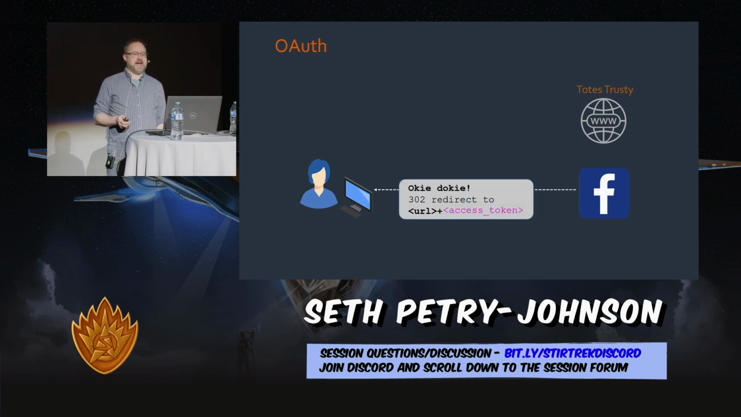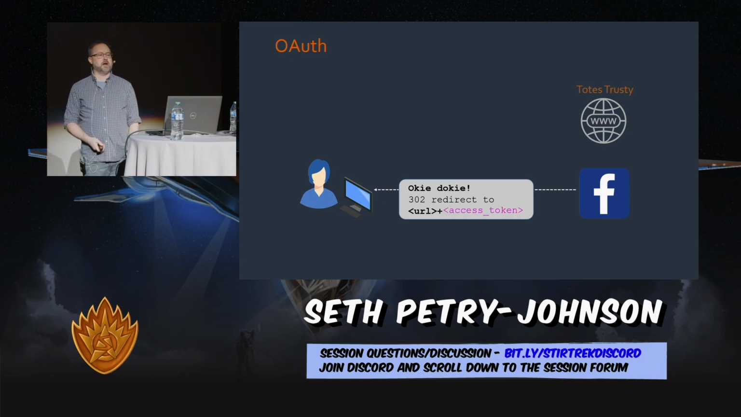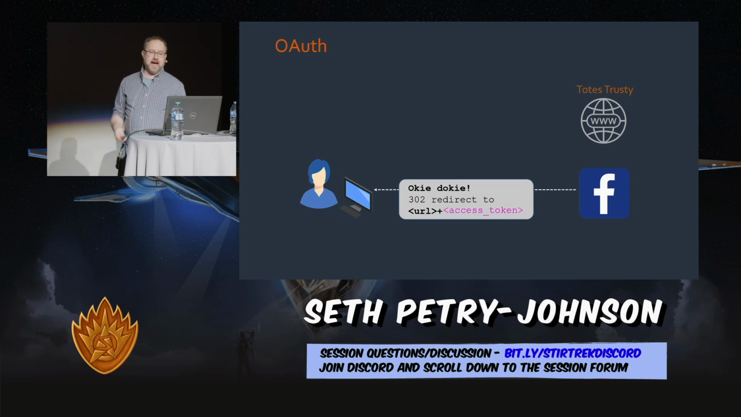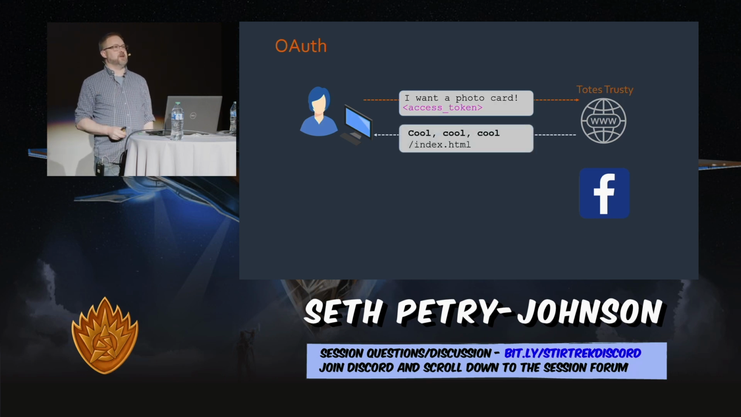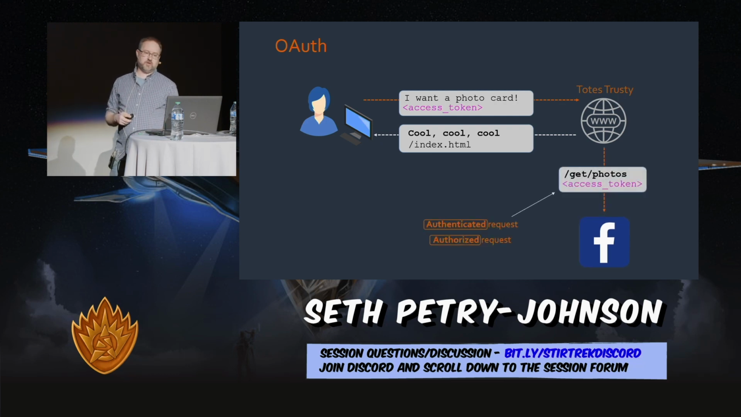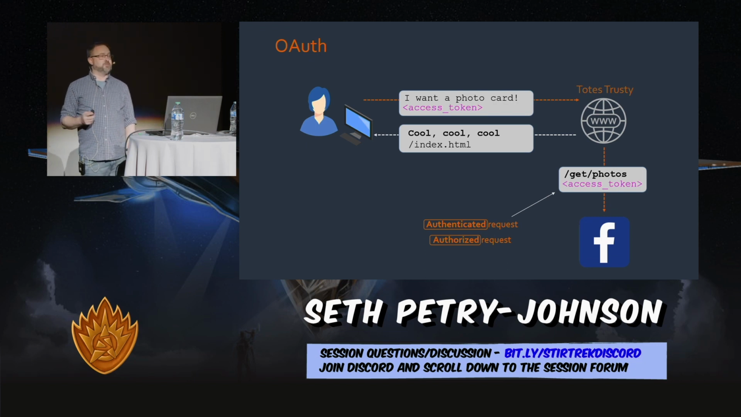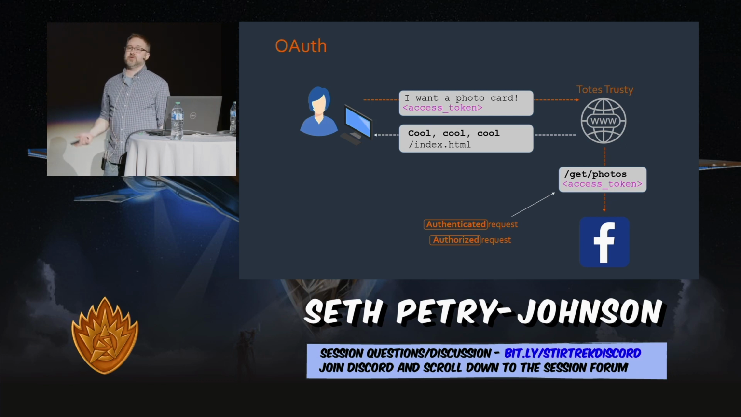Facebook then generates an access token, appends it to the redirect URL, and sends a 302 redirect back to Alice's browser, who returns back to Totally Trustworthy Photos and repeats her request. But this time, she has an access token, so TTF lets her in and gives her access to the application. TTF then uses her access token to call Facebook's APIs to get her data. And those API calls are both authenticated and authorized, right? They're authenticated as TTF, authorized by Alice to view her data. So the API calls are authenticated.